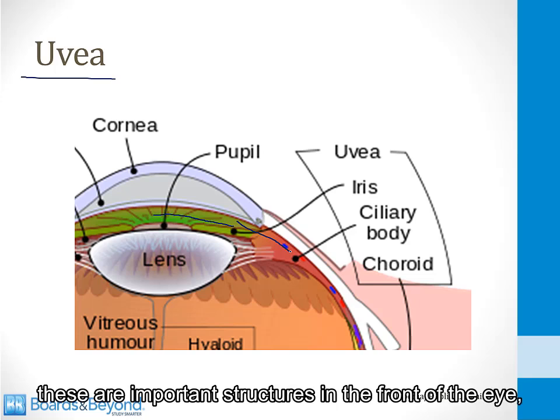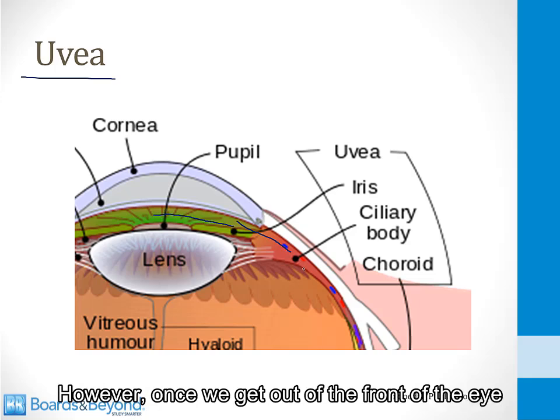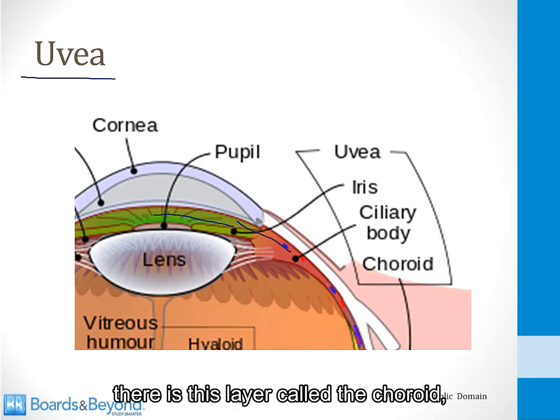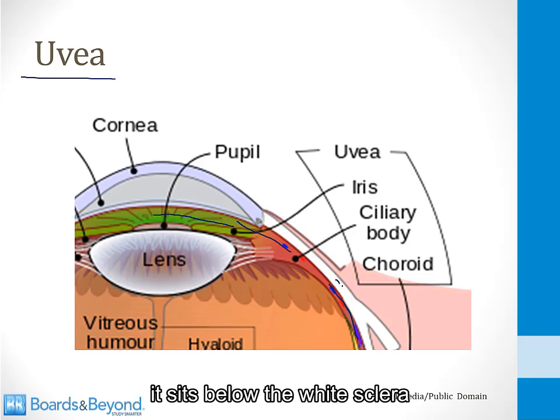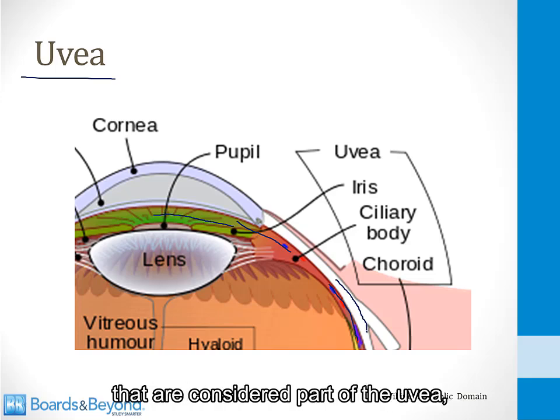These are important structures in the front of the eye, and they are part of the uveal layer of the eye. However, once we get out of the front of the eye, there is this layer called the choroid. It sits below the white sclera that I'm marking with my pen, and the choroid is also part of the uvea. So there are three structures that are considered part of the uvea.